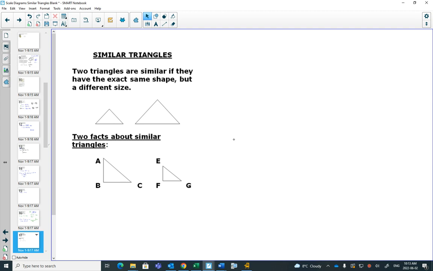Hypotenuse. When can you use a squared plus b squared equals c squared? When it's a right angle triangle and you're finding a side or a hypotenuse. Okay?